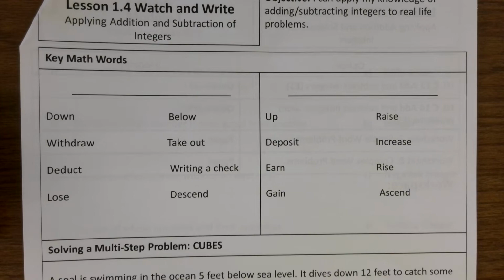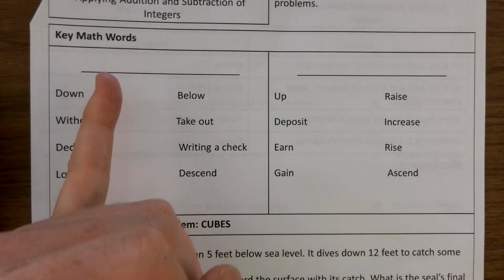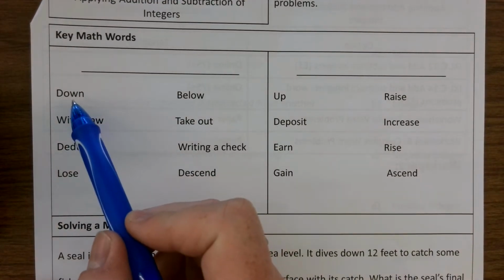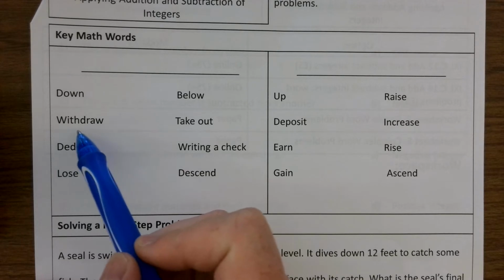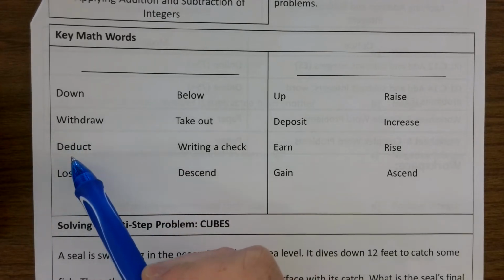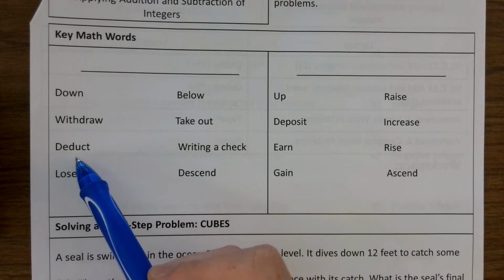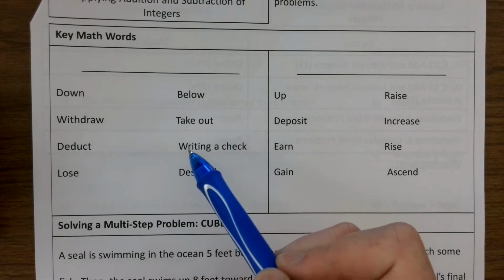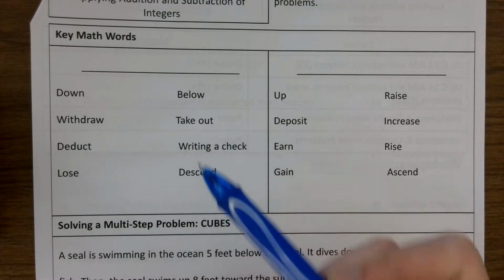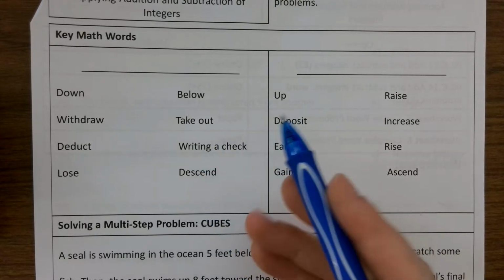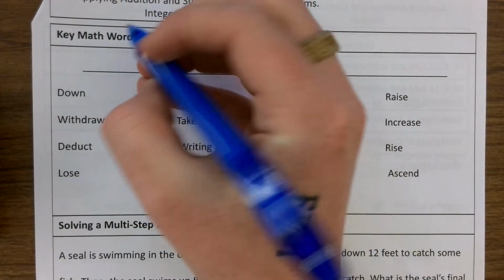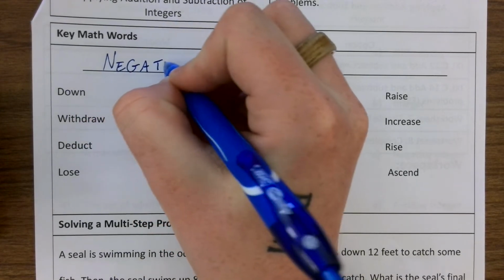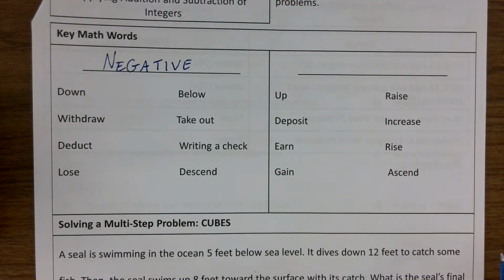So really quickly, I want to review something from 6th grade when we talked about some key math words relating to positives and negatives. So when we see words like down, withdraw, which means to pull money out of a bank account, deduct, so like money getting pulled out of a paycheck, lose, below, take out, if you're writing a check, you're removing money from your account, or descend, to move down. These are all words that tell us that the number that goes with it is negative. So these are negative math words.